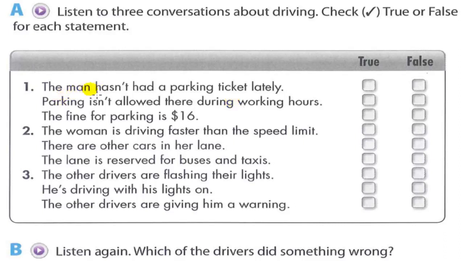1. The man hasn't had a parking ticket lately. True or false? False. Wrong. Why? Because the man had a parking ticket and this is the second parking ticket during the week. So this number one is false. He had different parking tickets. This is the second parking ticket during one week.